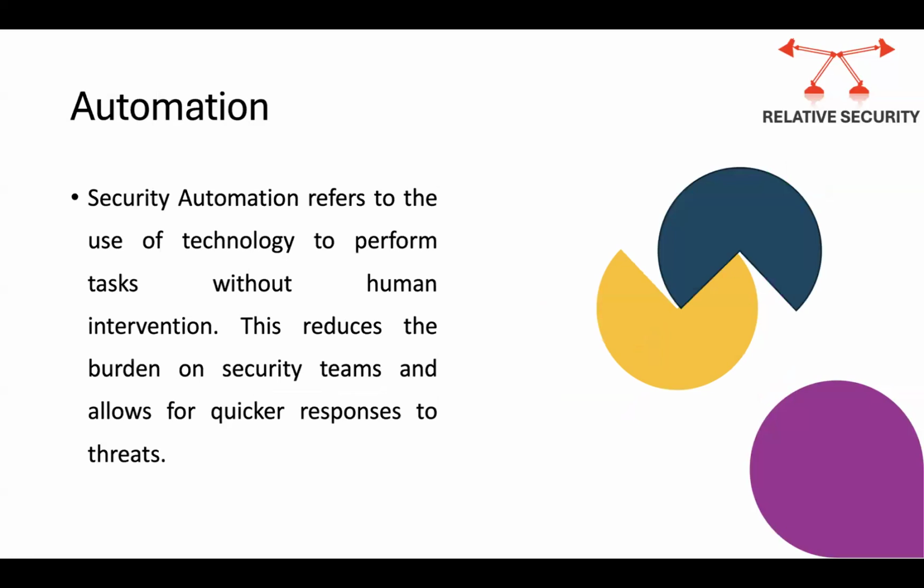Another component that we discussed was security automation, which refers to the use of technology to perform tasks without human intervention. This reduces the burden on security teams and allows for a quicker response to threats. In this, the key characteristic would be task execution. Automation handles the execution of a specific task.